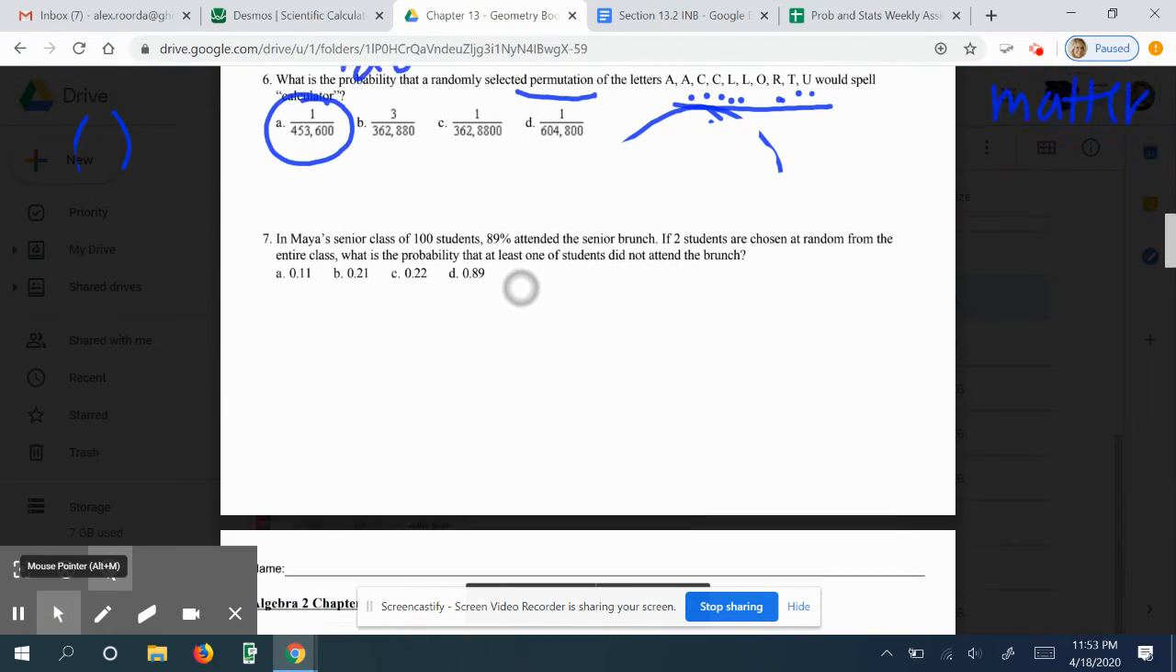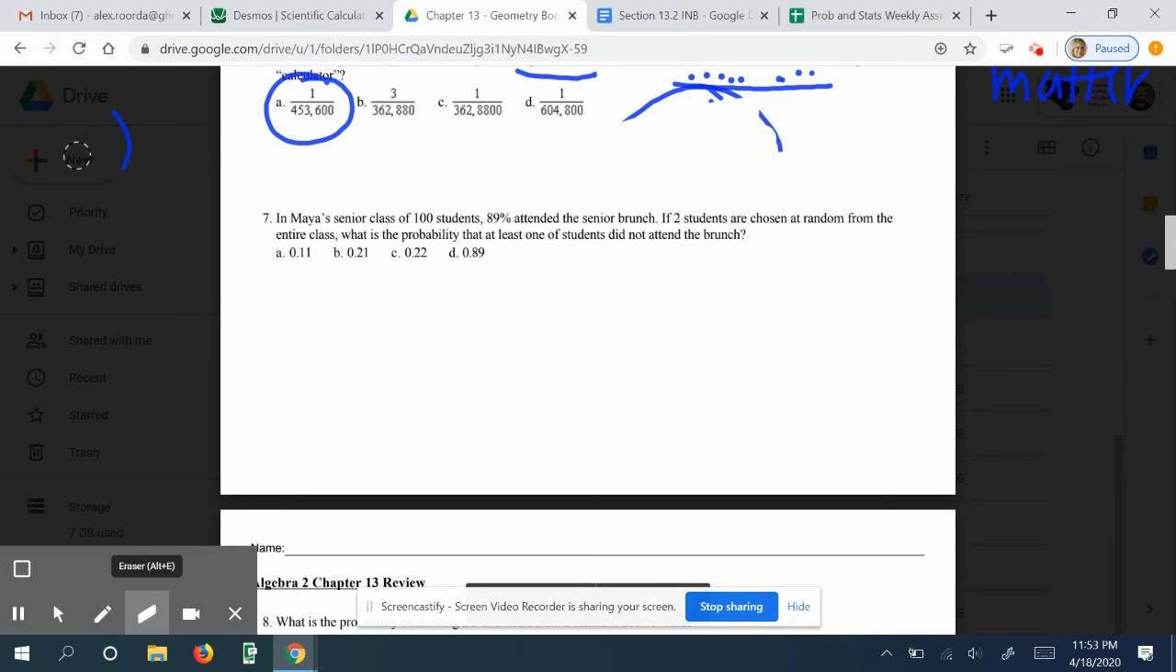Number 7. Maya's senior class of 100 students, 89% attended the senior brunch. If 2 students are chosen at random from the entire class, what is the probability that at least one of the students did not attend the brunch? Okay, so at least one.